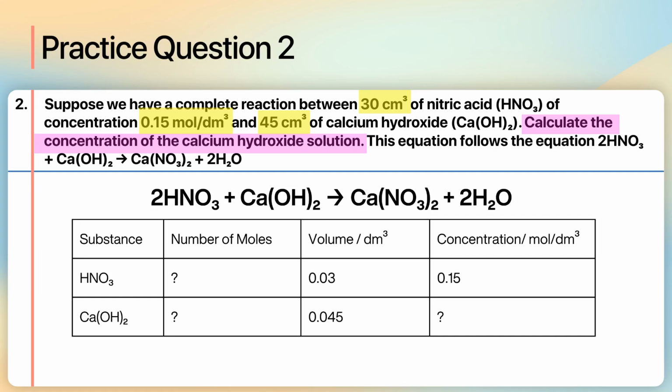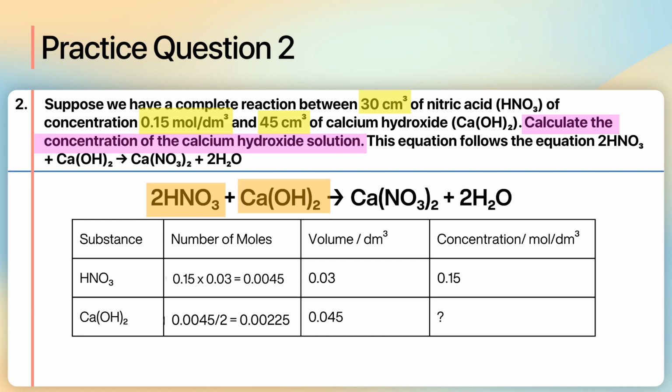To calculate the moles of HNO3, we will calculate 0.15 moles per decimeter cubed multiplied by 0.03 dm cubed to make 0.0045 moles. According to the balanced equation, 2 moles of HNO3 react with 1 mole of Ca(OH)2. Therefore, the moles of Ca(OH)2 will be half those of HNO3. So to find the moles of Ca(OH)2, we divide 0.0045 by 2 to get 0.00225 moles. Finally, we can work out the concentration of Ca(OH)2.